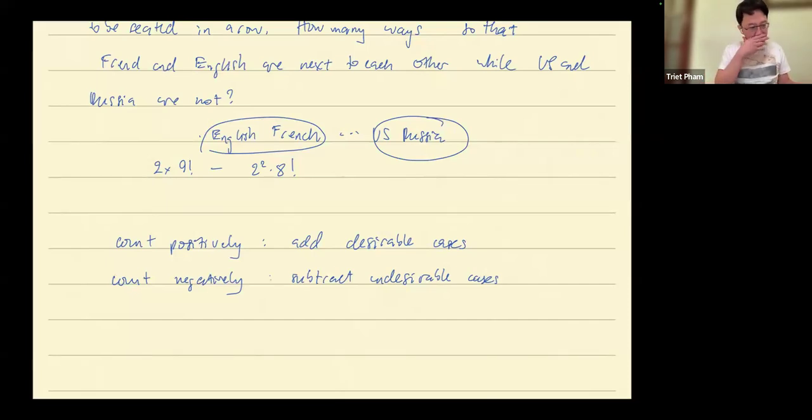All right, so with this, I'm going to close the chapter on combinatorics and move on to chapter 2. Any final question before we continue to chapter 2?